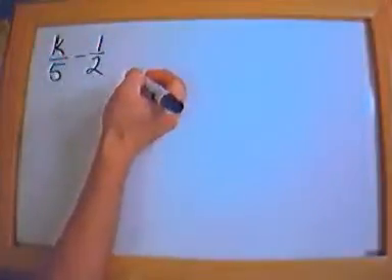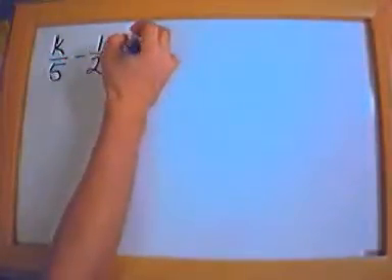Okay, now let's do one a little bit different. Let's say we have k over 5 minus 1/2 is equal to 3/2.